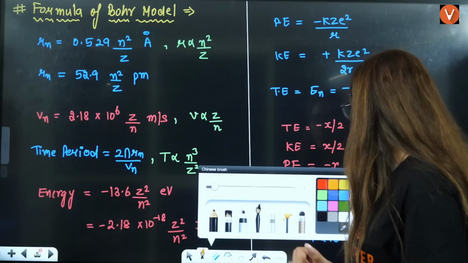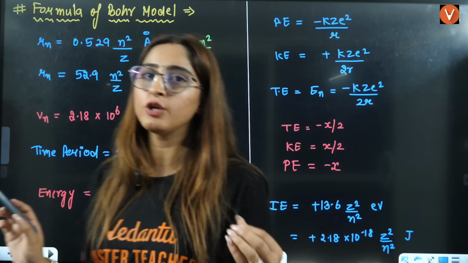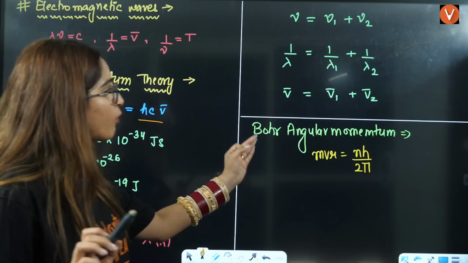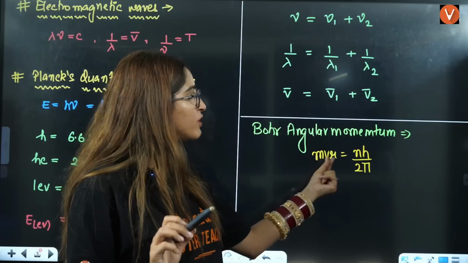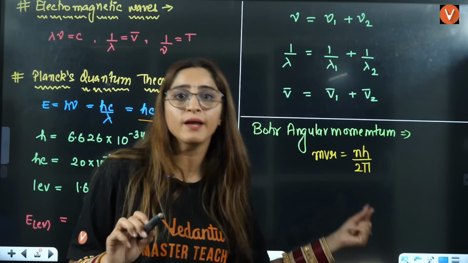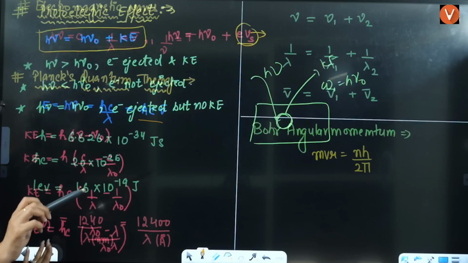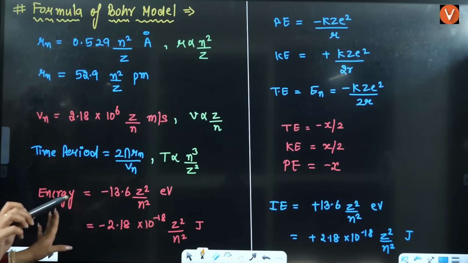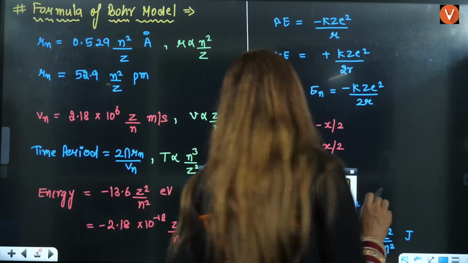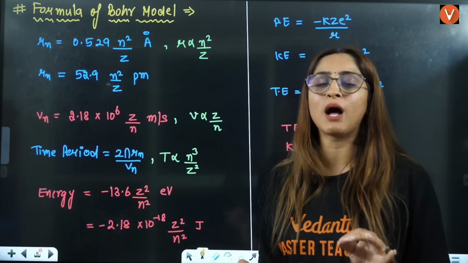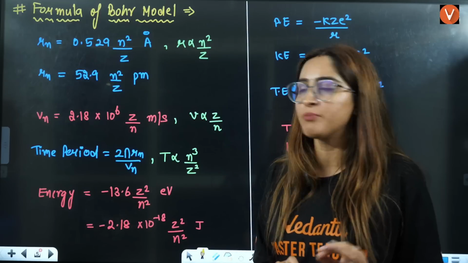Next is the Bohr model. To understand that, first you need to know the Bohr angular momentum, that is mvr equals nh by 2 pi. Bohr angular momentum is an integral multiple of h by 2 pi, where h is Planck's constant. If you remember this page, you will be able to answer all the questions related to the Bohr model.